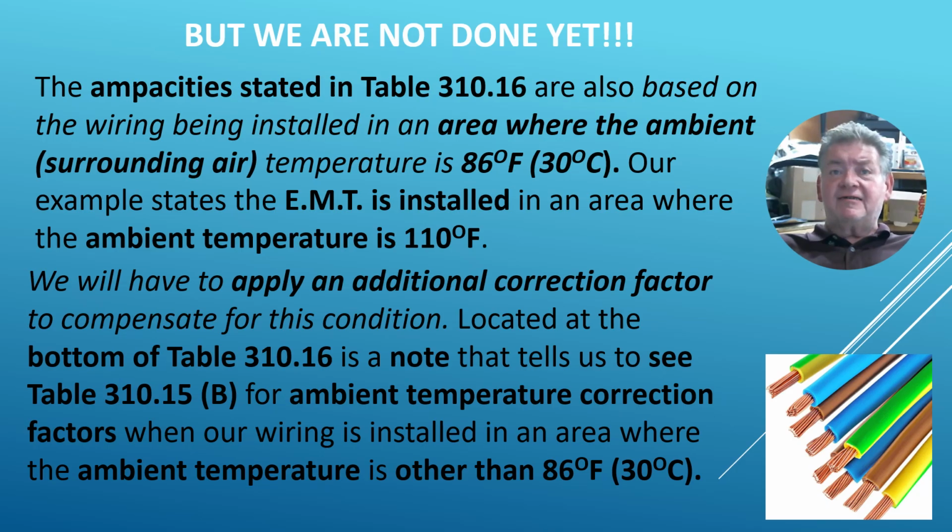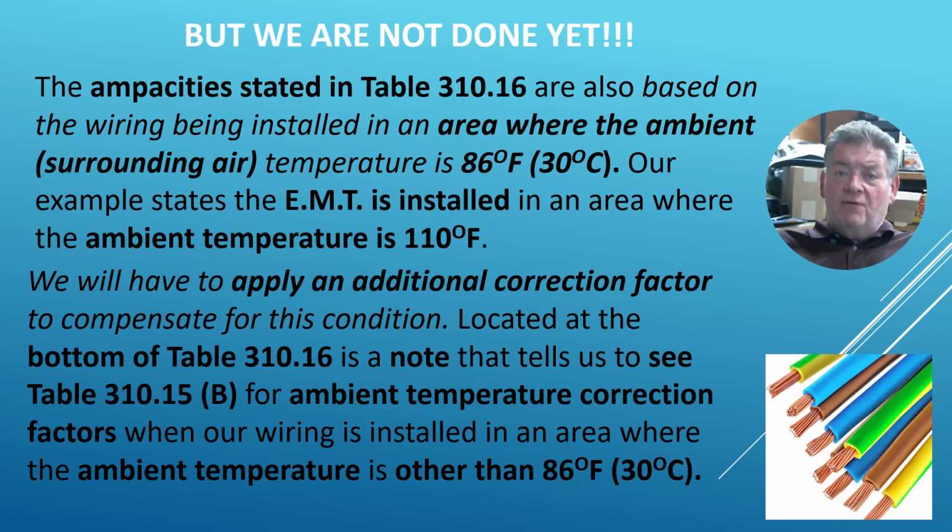Remember, the ampacities stated in table 310.16 are also based on the wiring being installed in an area where the ambient or surrounding air temperature will not exceed 86 degrees Fahrenheit, 30 degrees Celsius. In our example, we stated that the pipe, the EMT, was installed in an area where the ambient or surrounding air temperature will reach 110 degrees Fahrenheit. So we will have to apply an additional correction factor to compensate for this condition as well.